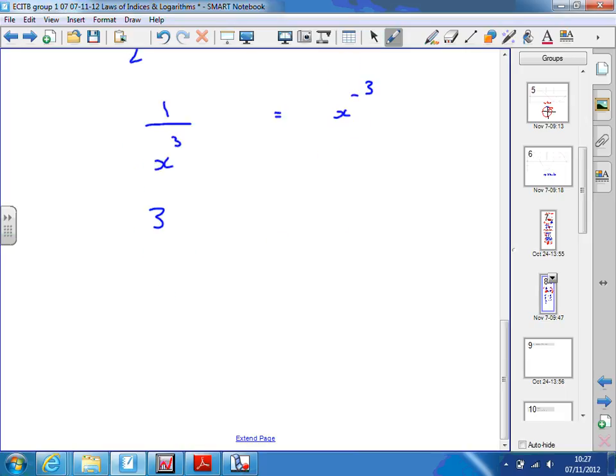What about 3 over x cubed? If you think back to the first session that we had together, I said divide by something is the same as multiplying by 1 over it, so that's 3 times 1 over x cubed. So now we say to ourselves that's 3 times, how can I rewrite 1 over x cubed? X to the minus 3. So how do I rewrite 3 over x cubed? 3x to the minus 3.